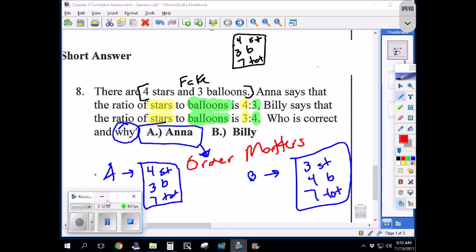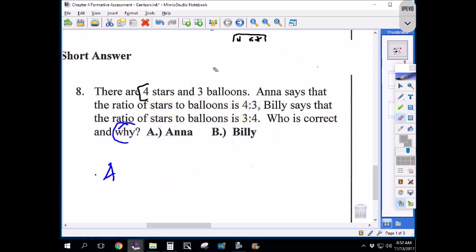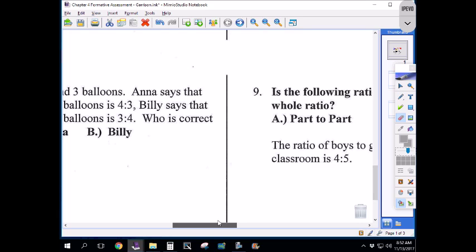By the way, just so everybody knows, you will have this same question on the summative once again, obviously. Only it might not be Billy and Anna, it might not be balloons and stars, but it'll be the same type of question. Let's go on to number 9.